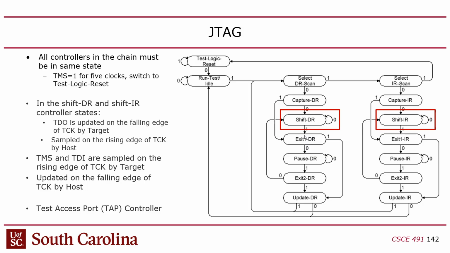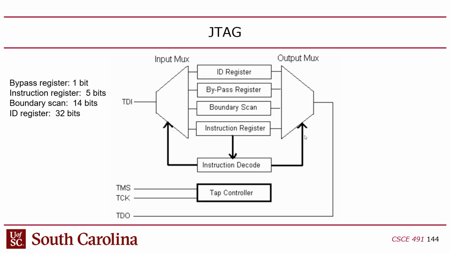Assuming, of course, you have a file that maps the IDs, there's a table that has to map. It's like a MAC address to Ethernet card sort of thing. There's got to be a table that maps ID numbers to vendors and part numbers. Make sense? Okay, so that's JTAG.